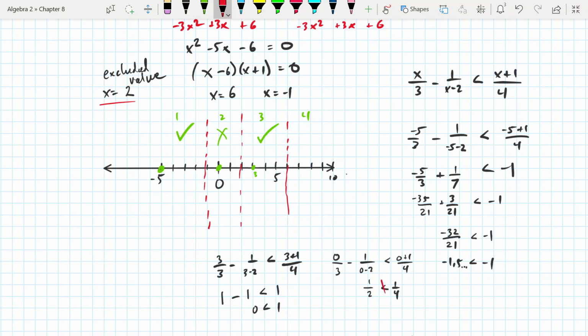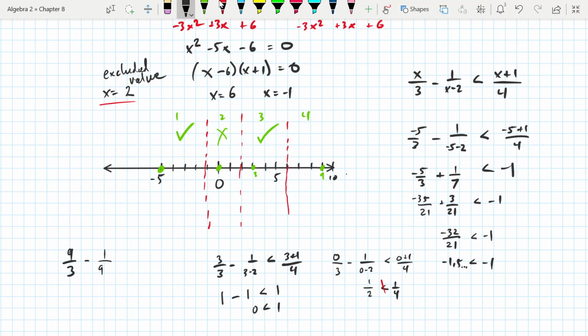Sorry, I should cross that out there. That's not true. One more to check. How about the point, oh, we did 6 there. How about 9? 6, 7, 8, 9. Let's do 9. That's the one we're going to check. The reason why I chose 9, and I should have chosen -6 when I did -5 before, is because I know 9 divided by 3 gets me a nice round number. So that's one less fraction I have to deal with.